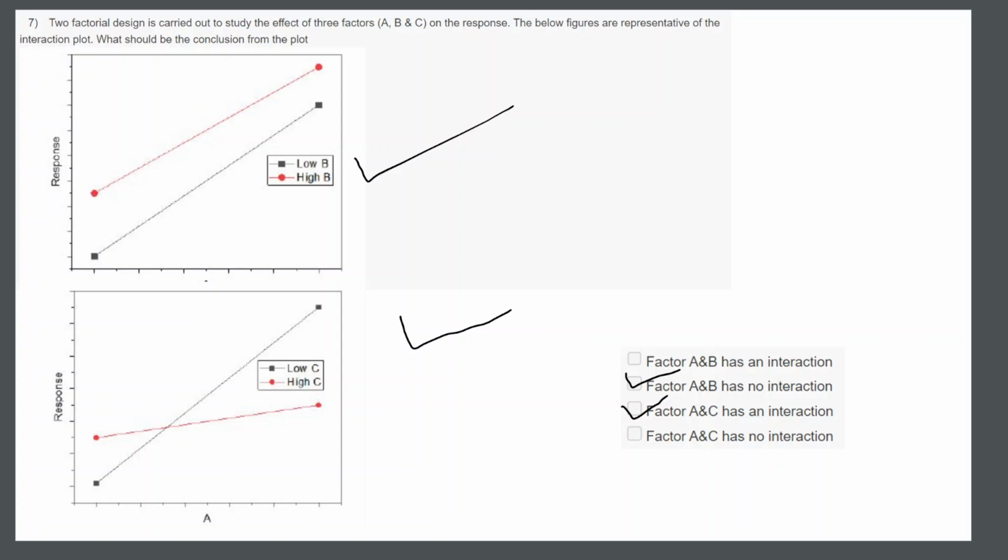For the given A, low B and high B have no interaction. A and B have no interaction, so that is correct, because they don't have any crossover lines. So they don't have any interaction. But in the case of A and C, you can see there is some interaction between each other. So B and C are the correct answers.